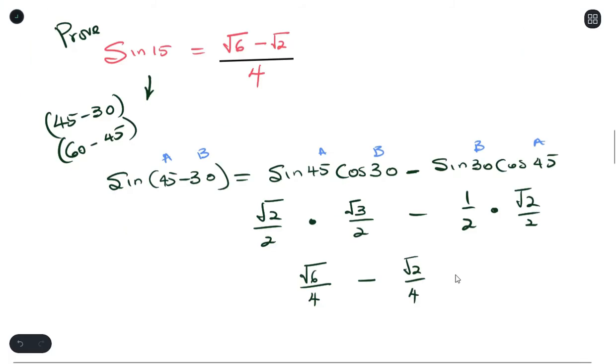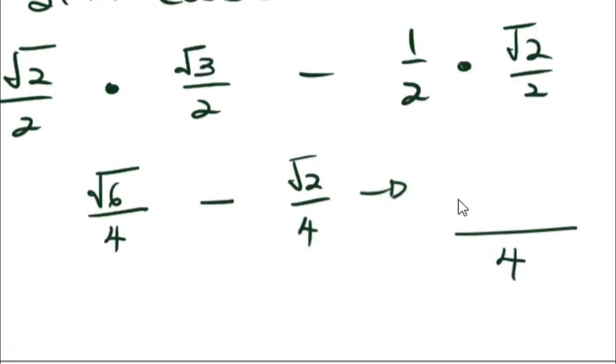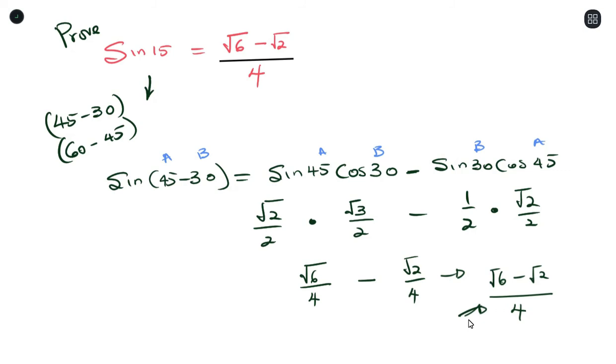Then with this, we can just use the concept of LCD. So this will just be 1 over 4 times root 6 minus root 2. And that's your answer. So this is another example of how you can use compound identities. And that was compound identities.